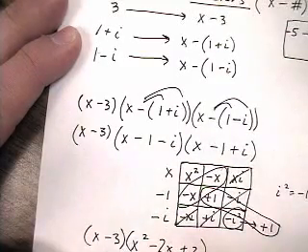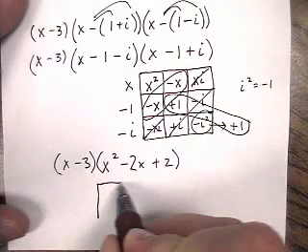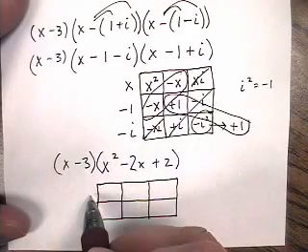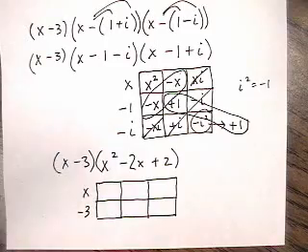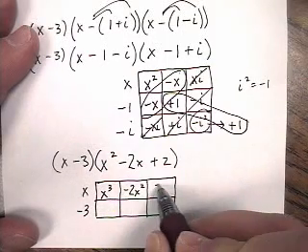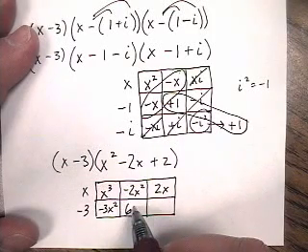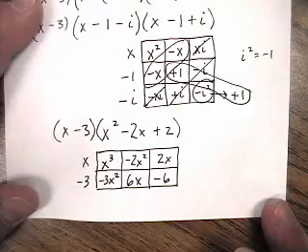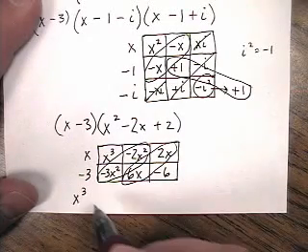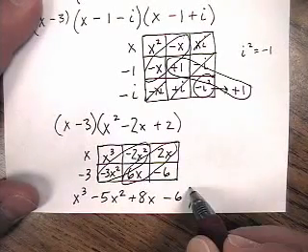Now don't forget about the x minus 3 that we had sitting out there. Well, I'm just going to continue to make another box. Okay. And then I'm going to match things up. x times x squared is x cubed, minus 2x squared, plus 2x, minus 3x squared, plus 6x, and minus 6. Add my like terms together. These two are like terms and these two are like terms. So I have x cubed minus 5x squared plus 8x minus 6.